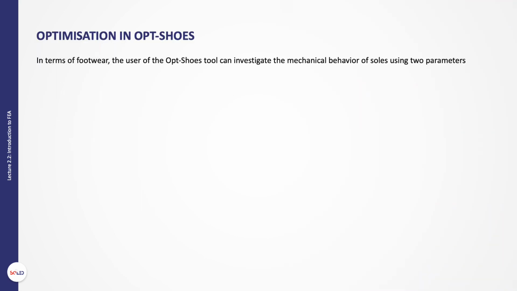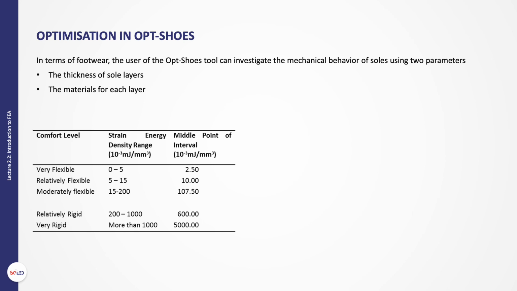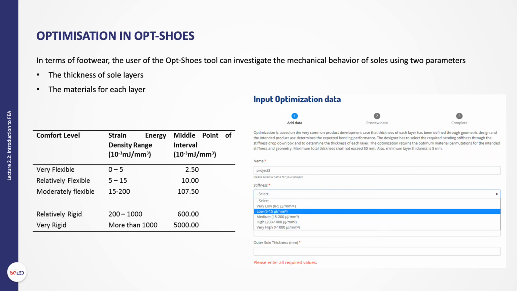Optimization in OptShoes. In terms of footwear, the user of the OptShoes tool can investigate the mechanical behavior of soles using two parameters: the thickness of the sole layers, and the choice of materials for each layer. The designer will define a desired deformation energy density value of the sole, as it is shown in the table. After entering the thickness parameters, the OptShoes optimization module will simulate the bending behavior by using different materials, resulting in a material combination that will provide the desired comfort level to the sole.